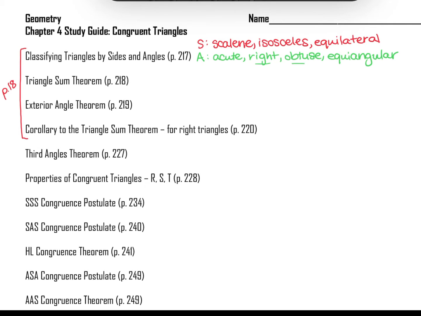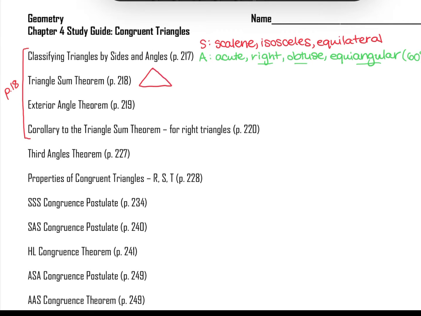Remember that for right and obtuse, you only have to have one right angle or one obtuse angle. And then for equiangular, do you remember what all 3 angles have to measure? 60 degrees each. The triangle sum theorem just says that those 3 interior angles add up to 180 degrees.